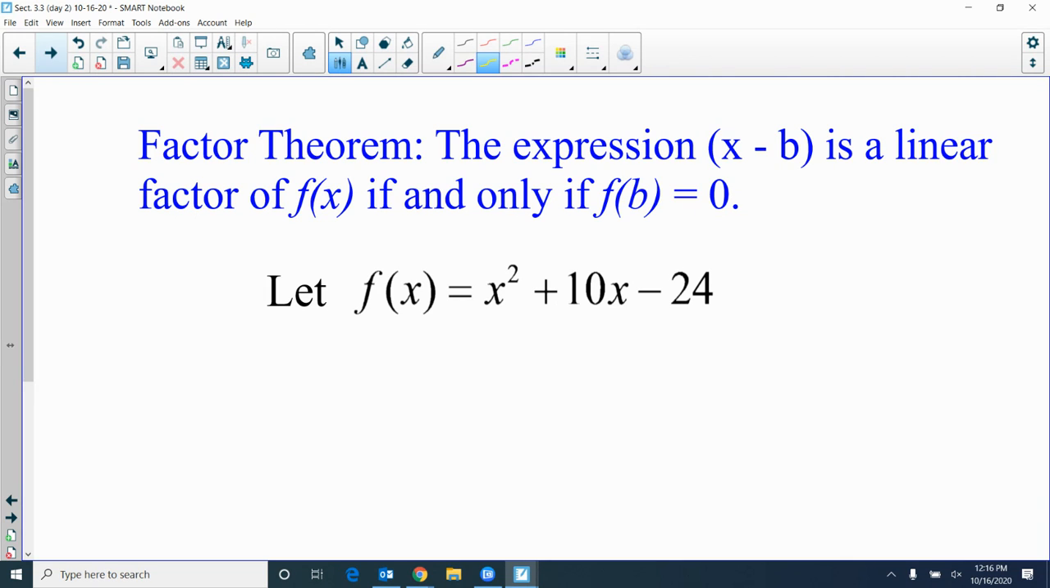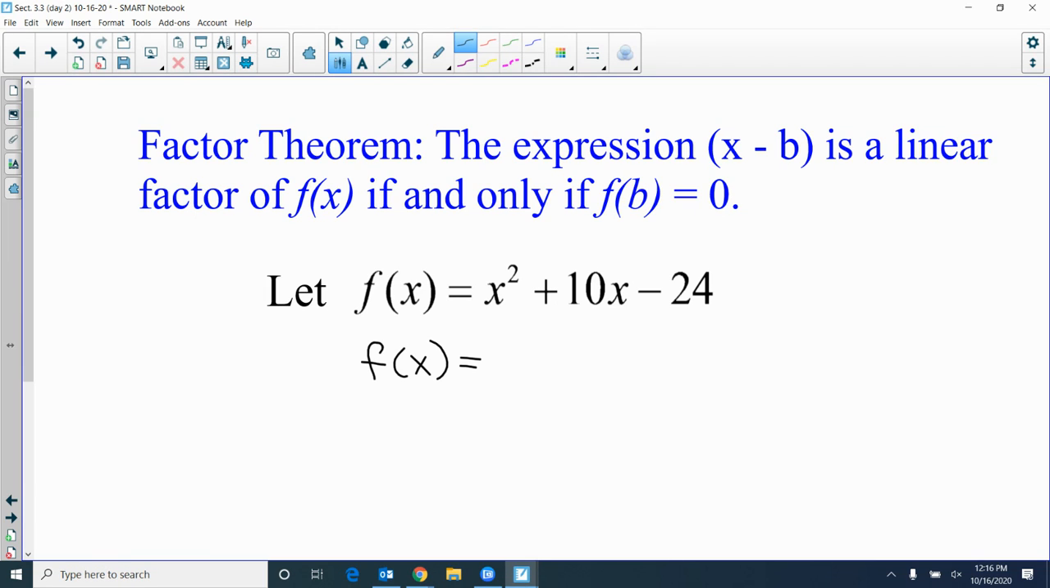All right, now let's work with something that's easy to work with. Let f of x equal x squared plus 10x minus 24. Go ahead and factor that, and put this down in your notes right underneath what you have at the top. So let f of x equal x squared plus 10x minus 24. Factor that. It's just a good old trinomial. What multiplies to negative 24 and adds together to give you 10? It's not 6 and 4.